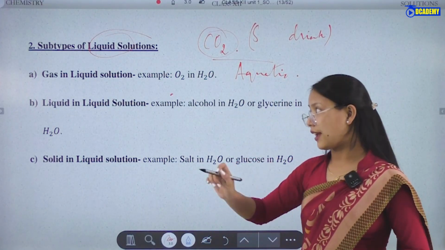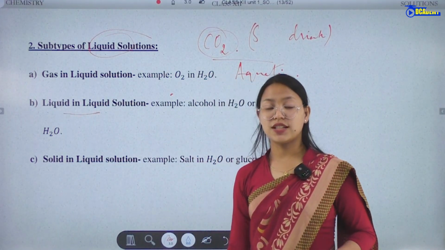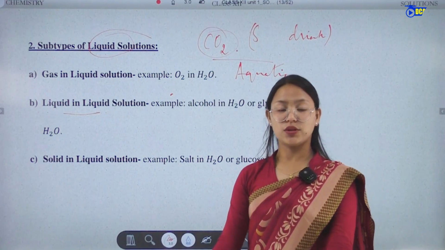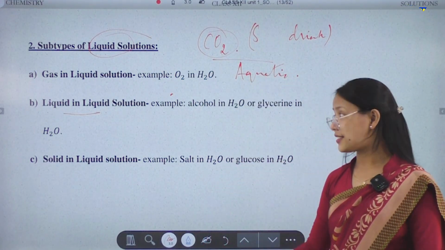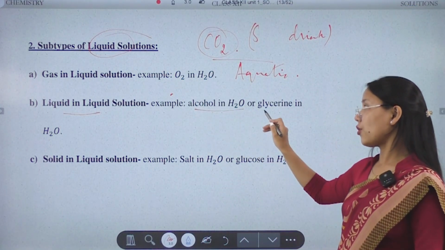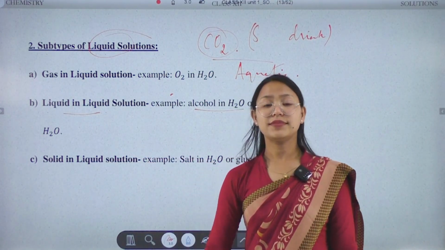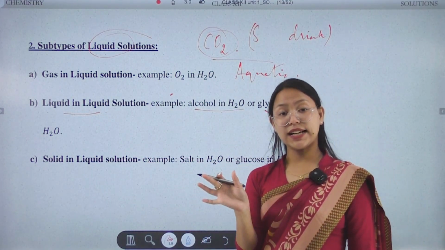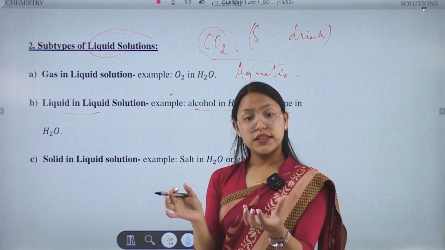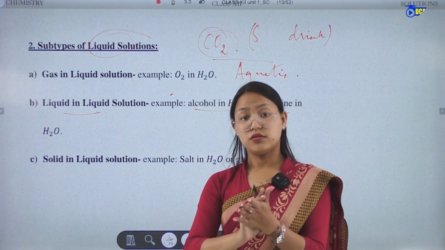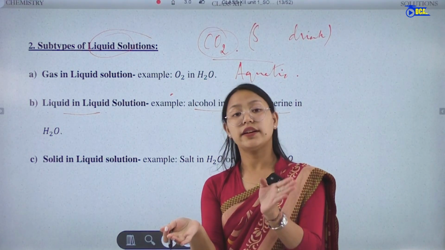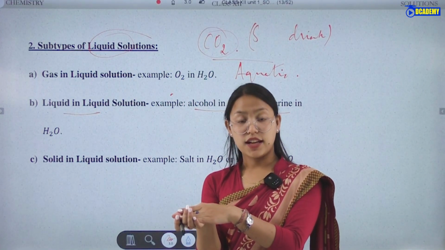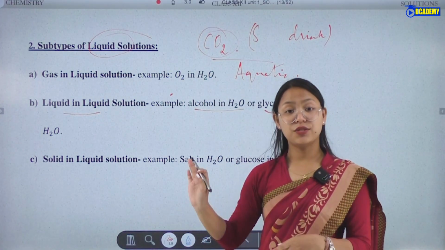Then next, liquid in liquid solution. There are so many types of liquid in liquid solution. Alcohol in water or glycerin in water. Alcohol in water means water is the solvent and alcohol the solute, not the water in alcohol.